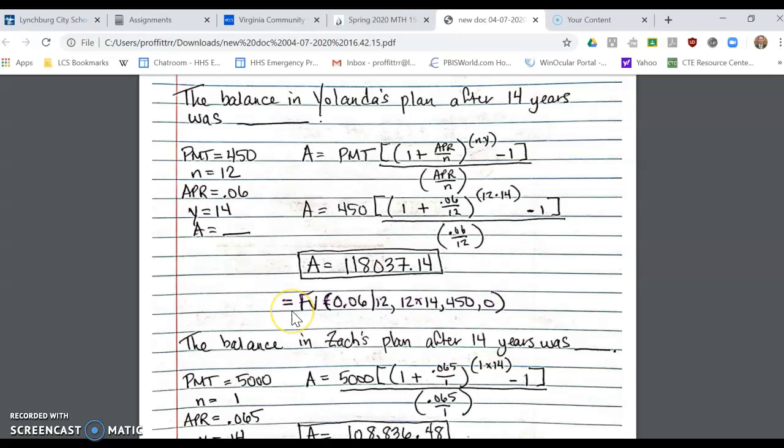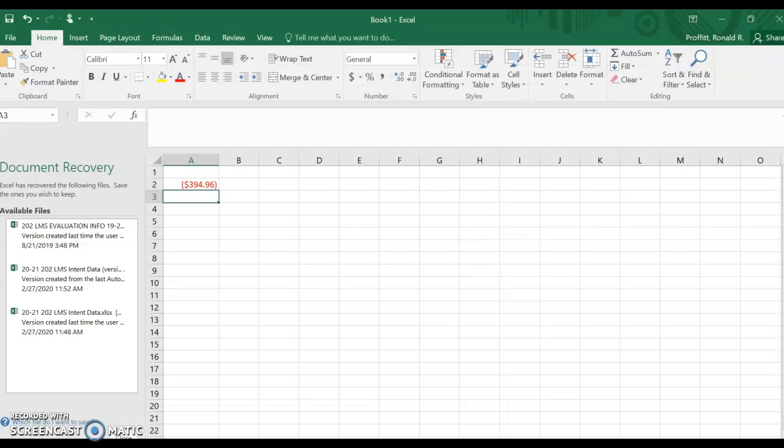You're going to use the future value function, and you'll type in equals FV, which stands for future value. Open up your set of parentheses, and the interest is going to be the APR divided by 12, which is 0.06 divided by 12, comma, then the number of periods, which is 12 times 14, and then you're going to have your payment, which is 450, and then you have a 0 here. You can just put 0 there. So let me show you how to do that. So let's go to Excel, and we're going to type in equals, since this is a function, FV, open parentheses.